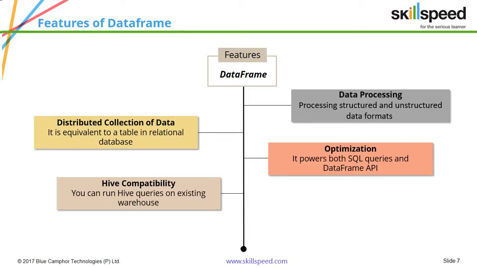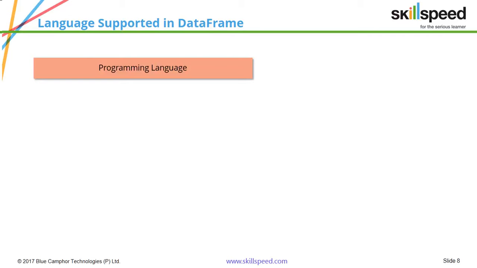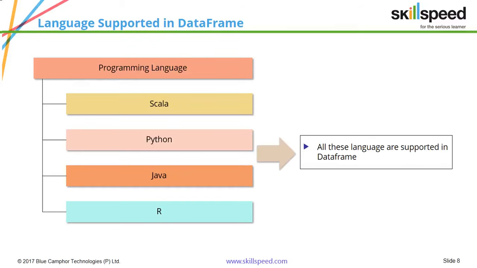That's something to boast of, because the point here is that when you are having core RDDs and you write a Spark program, then there is no built-in optimization, but Spark SQL actually has a built-in optimizer. You can natively program the data frame API using Java, Scala, Python, and R. Here you can see that all the 4 languages are supported in the data frame.